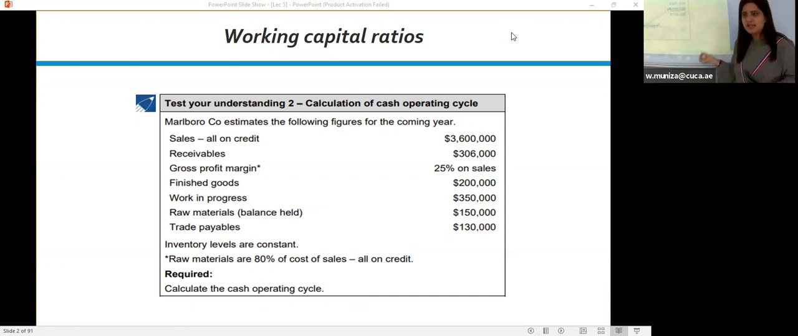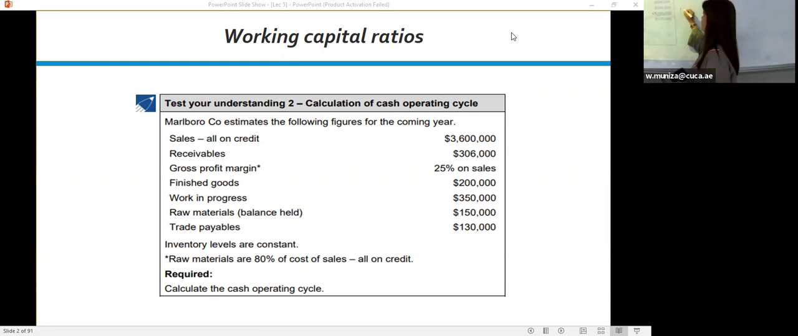Closing raw materials. Closing inventory we do take. Do you remember? We do take closing inventory. So 150,000 out of the cost of sales. Now cost of sales for raw materials is 2,160,000. So how many days are there? That is 25.34. So yes, you can consider 25 days.